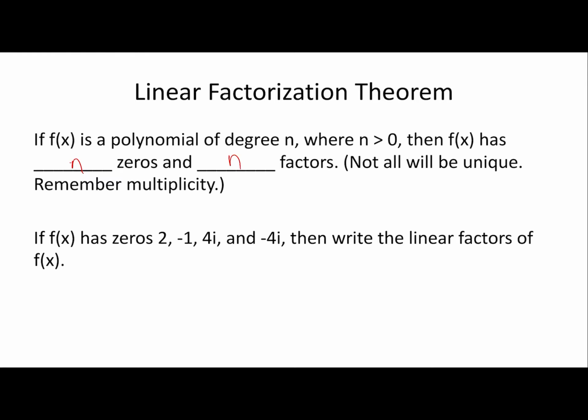Our linear factorization theorem says that if we have zeros of 2, -1, 4i, and -4i, and we are to write the linear factors of f of x, that means that f of x will be a product of x minus 2, x plus 1, x minus 4i, and x plus 4i. So these are the zeros, these are the factors. If we multiply the factors together, we get our polynomial. If we find our zeros, we're back to where we started.